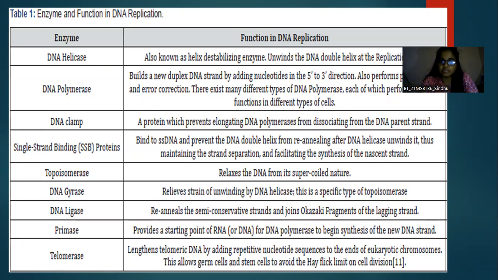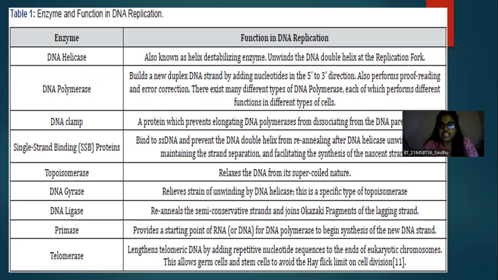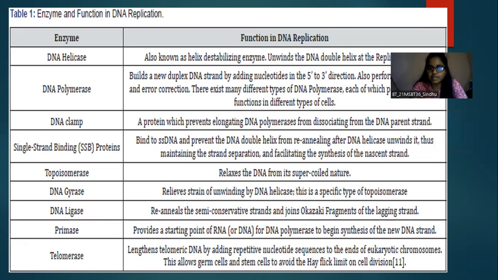Next we have DNA polymerase. DNA polymerase builds a new duplex DNA strand by adding nucleotides in the 5' to 3' direction. It also performs proofreading and error correction. There exist many different types of DNA polymerase depending on the organism. We'll study the different types of DNA polymerase in eukaryotes separately. Next, we have the DNA clamp, a protein which prevents the elongating DNA polymerase from dissociating from the DNA parental strand.